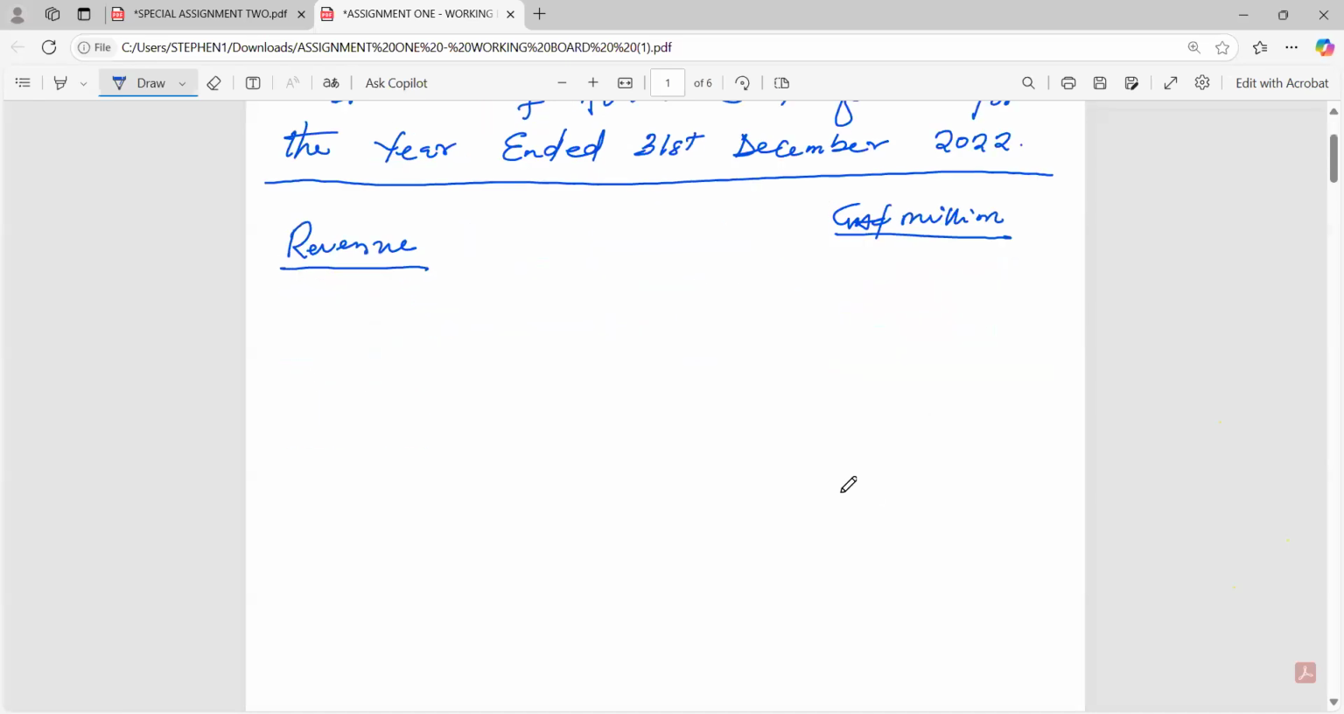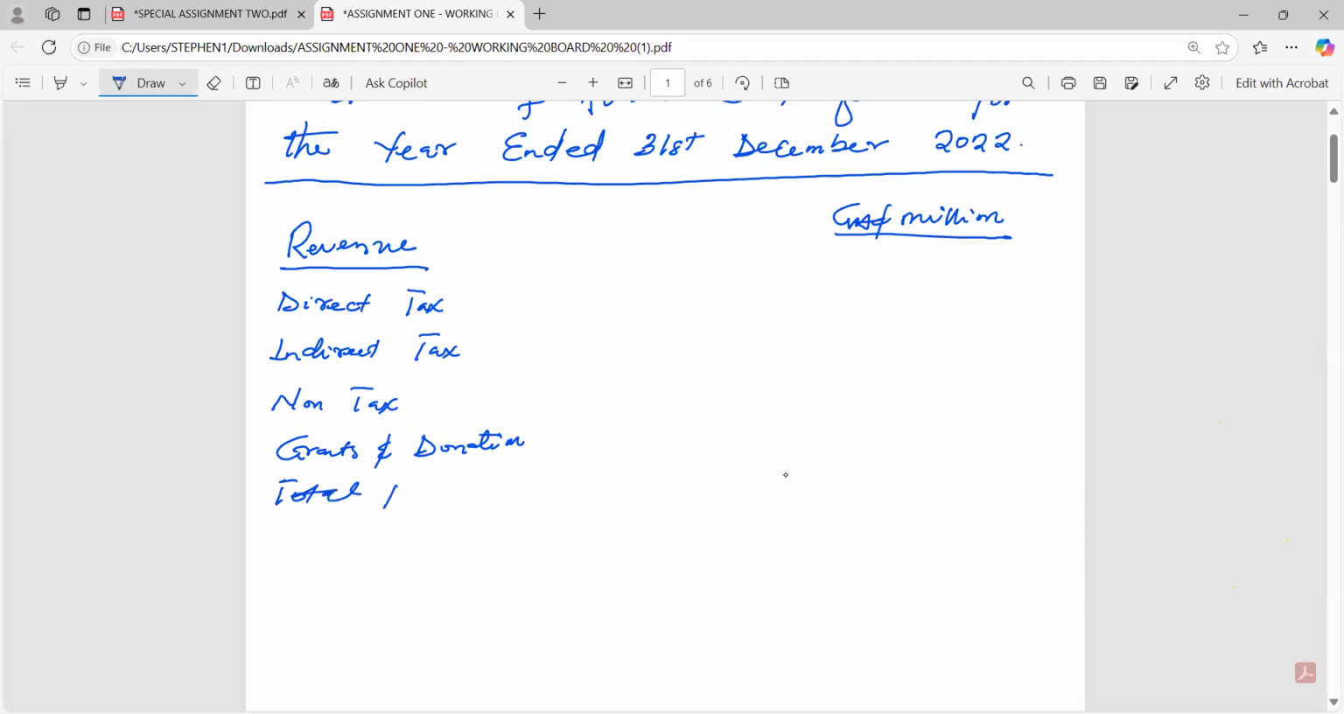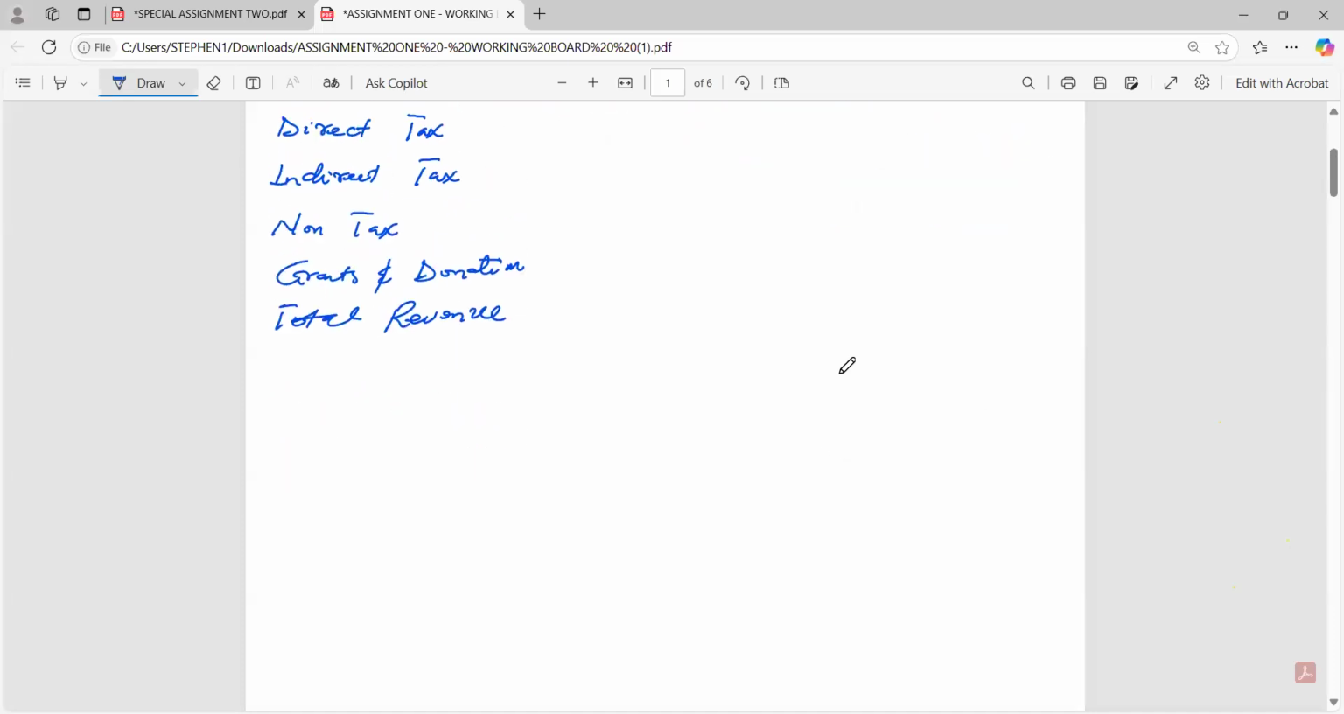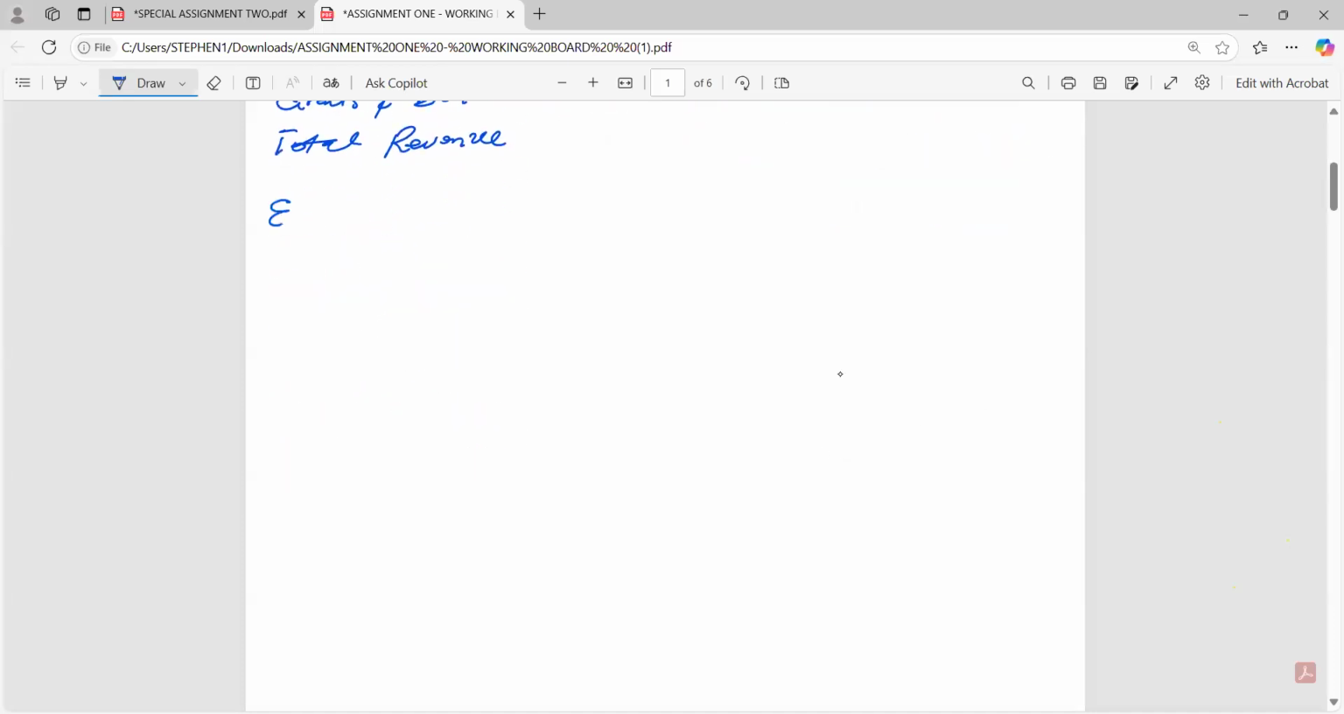Revenue, underline it. So revenue, you have direct tax, indirect tax, non-tax. Then you have grants and donations, total revenue. Please mute yourselves. Go to expenses.